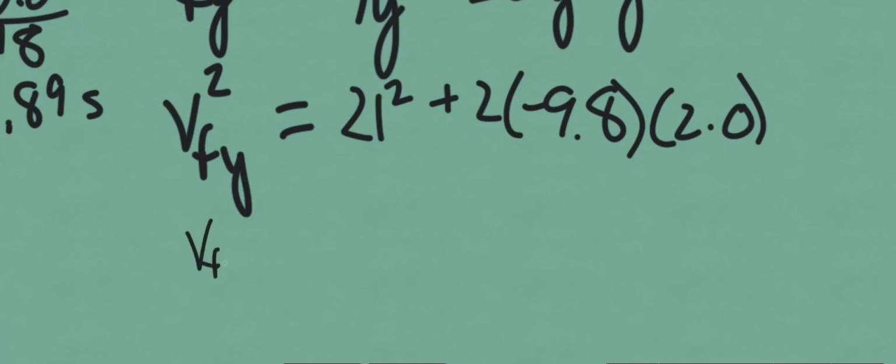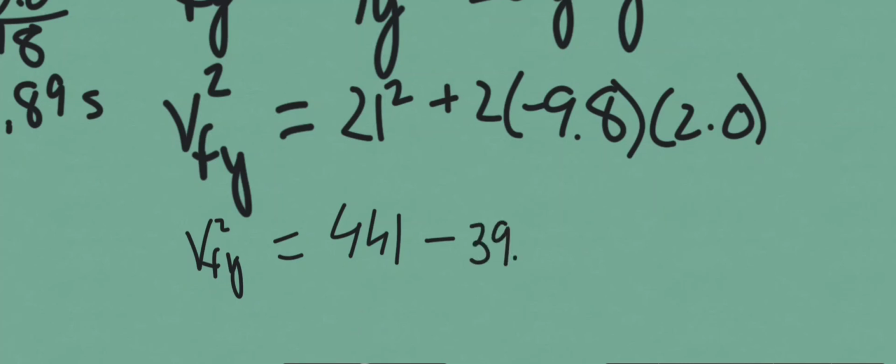So now we have VFY squared equals to 21 squared. I know that's 441. That's easy. Positive times negative, that's going to be negative. 2 times 9.8 is 19.6 times another 2, 39.2. So obviously we should get a positive value here, otherwise we won't be able to take the square root. So what's 441 minus 39.2? I got 401.8.